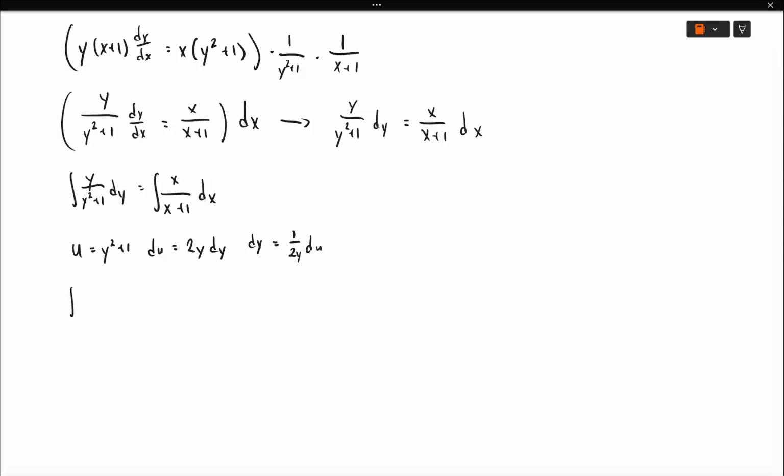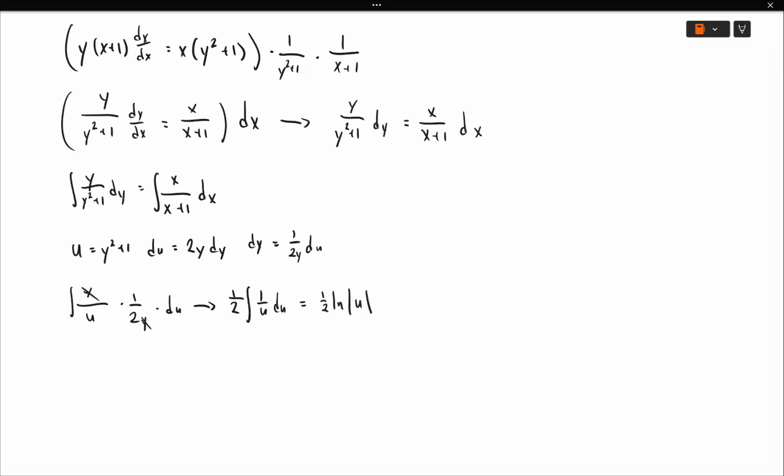So we're going to have the integral. We're just going to look at the left side, just the y first. We're going to have y over (y squared plus 1) times 1 over 2y. Oh, this should be y over u, because we're going to replace y squared plus 1 with u, times 1 over 2y du. These y's are going to cancel out, and we're going to bring this 1/2 out to the front. It's going to be 1/2 times the integral of 1 over u du, which is just equal to 1/2 ln absolute value of u, right?